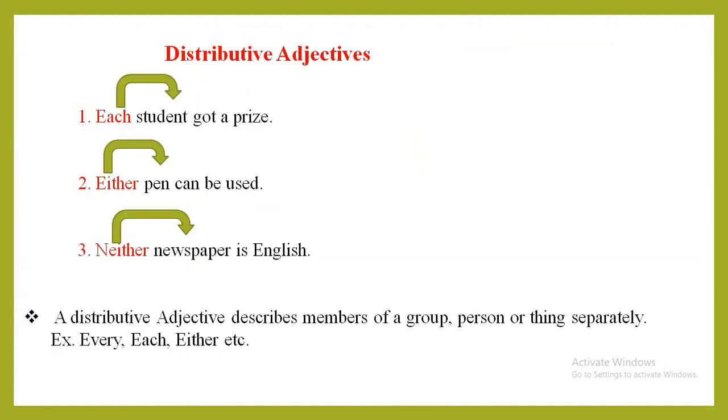Now we come to distributive adjectives. Look at these three examples. There are three words, each, either, neither, in red color, that are used just before student, pen, newspaper, respectively. They individually describe them. Therefore, students, a distributive adjective describes members of a group of persons or things separately. Example: every, each, either, etc.